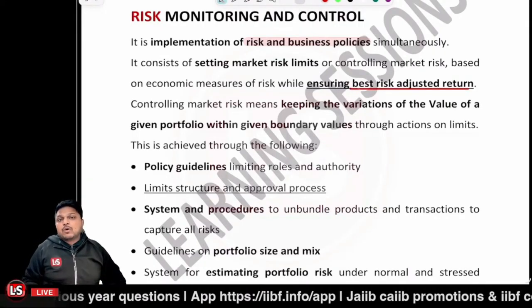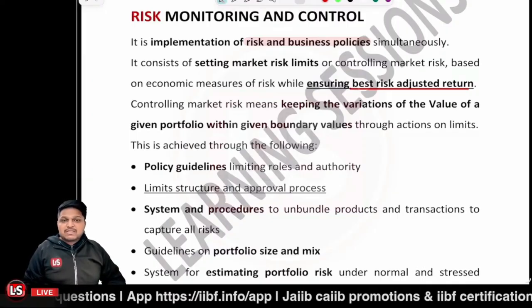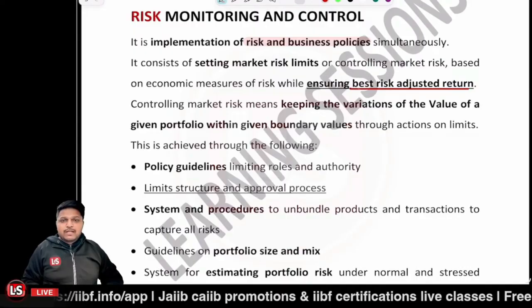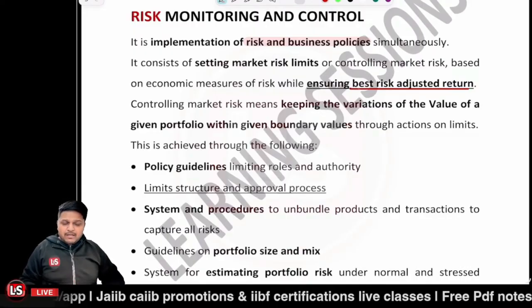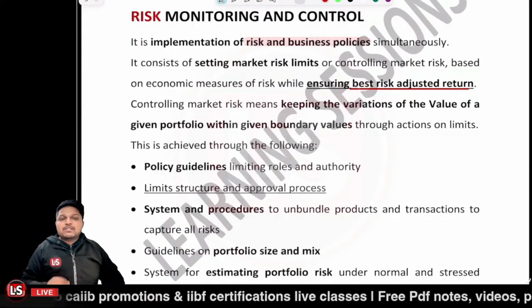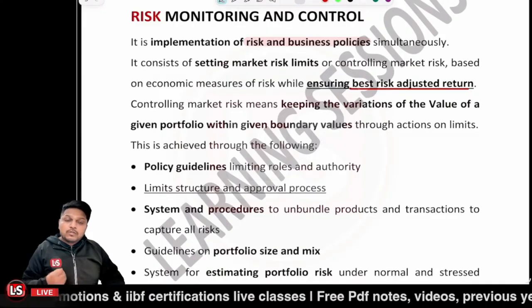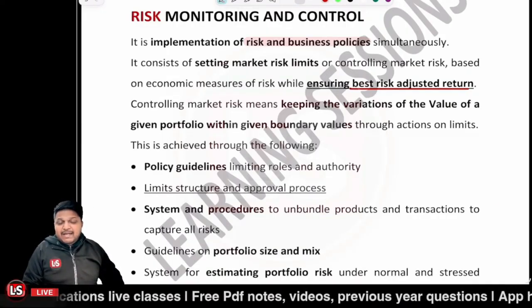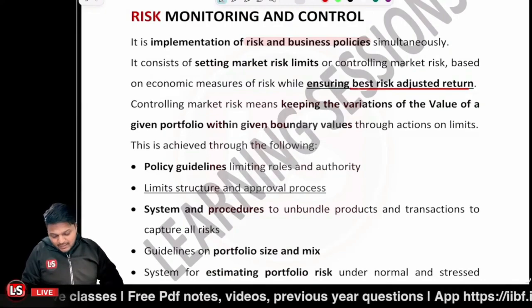So whenever I talk about controlling the risk, it means that we want to keep the variations, under the given portfolio, within boundaries that are already set, so that our risk or the value at risk must not go beyond a particular value. We should be setting the limits for the same, right? And it can be done actively. And how can it be done actively?